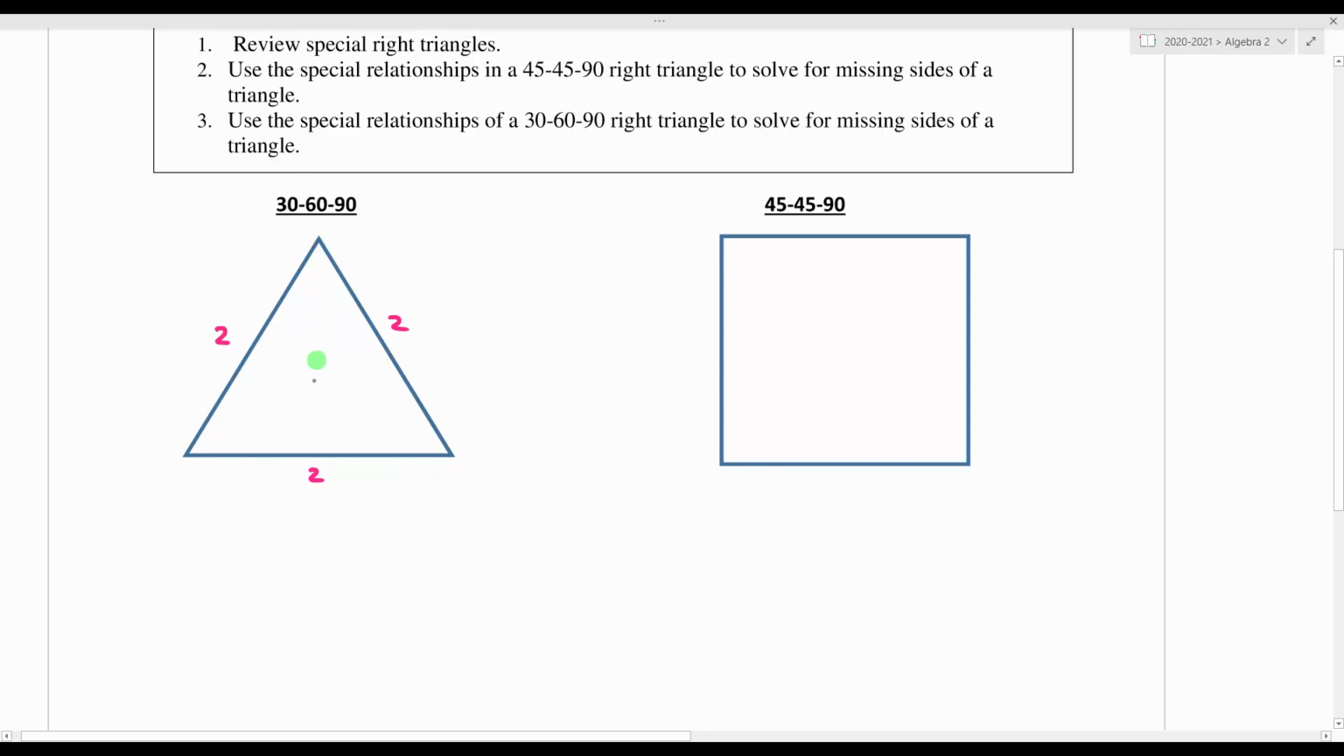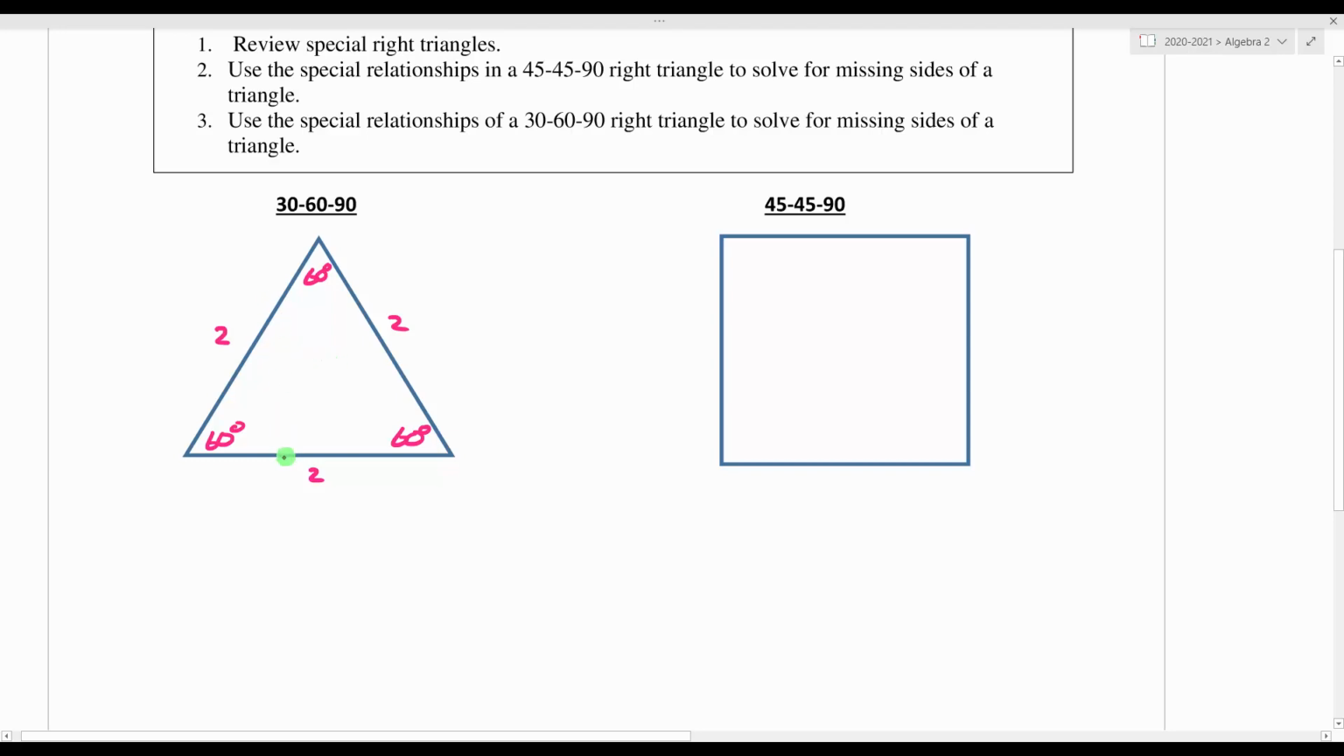One of the other things that we remember about the equilateral triangle is that all of the angles inside of the triangle are also the same. So this angle right here is going to be 60 degrees. They're all going to be 60 degrees, because if you remember, all the angles in a triangle have to add to give you 180.